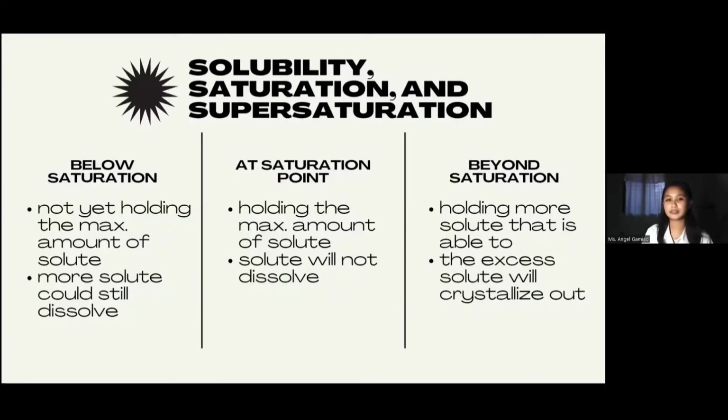If you add any more solute to a saturated solution, it will not dissolve, but it will fall to the bottom that causes precipitation. On a beyond saturation solution, solvent is holding more solute than it is able to at that temperature. Thus, the situation is unstable. If you add anything to the supersaturated solution, the excess solute will crystallize out. Dissolution and crystallization continue as long as excess solid is present. That is all for the types of solution.